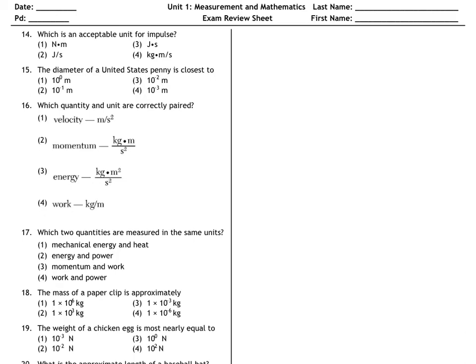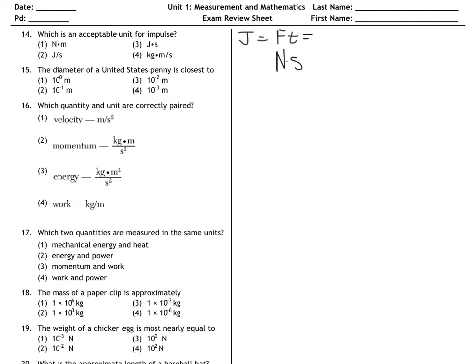I'm going to pause the video and write in an equation for impulse. So I just put in an equation for impulse. It's going to be J equals F net times t, and that's going to give me a unit of Newton seconds. Newton second is not in the answer choices, so I'm going to keep going.